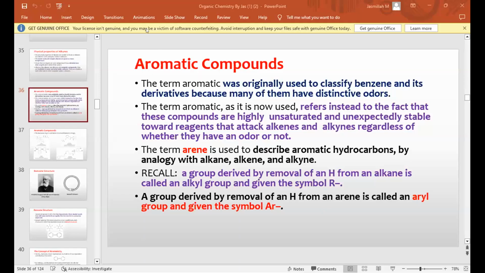Can you see my screen? Guys, can you see my screen? Yes, Jasmila, we can see your screen clearly.